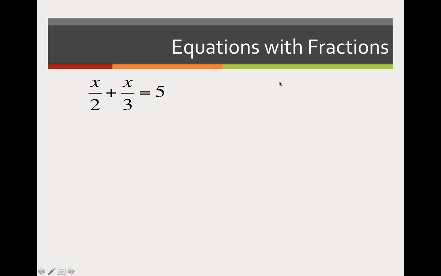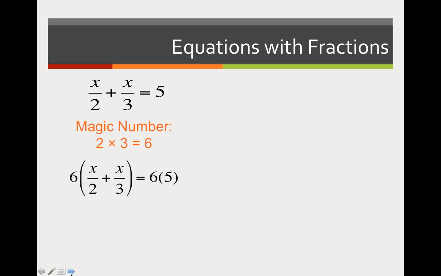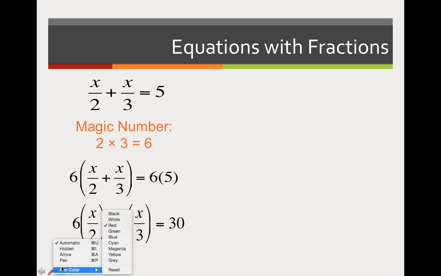Here we have a fraction equation. Fraction equations, they're still linear equations. However, we want to find an equivalent equation that doesn't involve fractions. So what we'll be looking for is the LCD between 2 and 3, which is going to be 6. So if we multiply everything by 6, we'll be able to cross cancel our way through this problem.